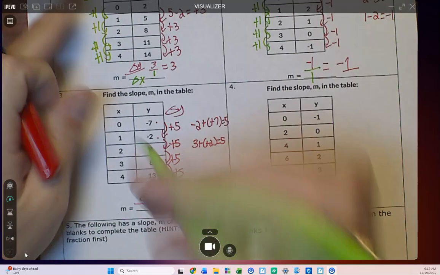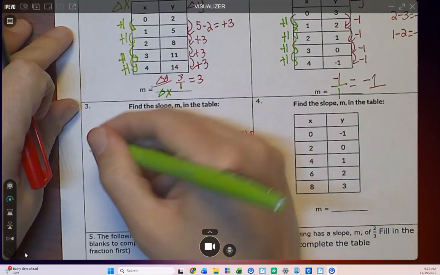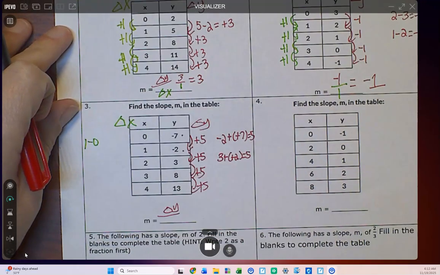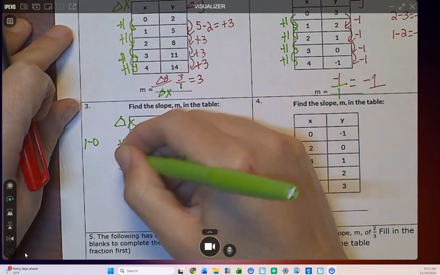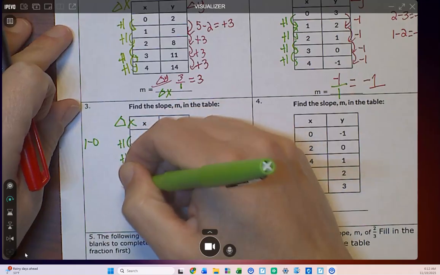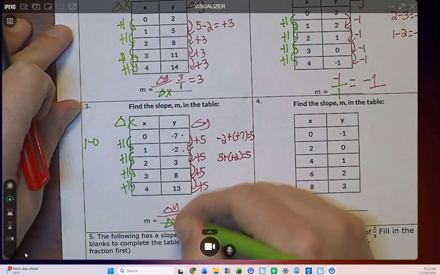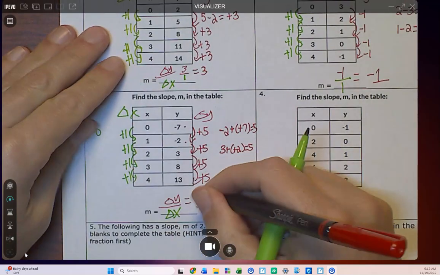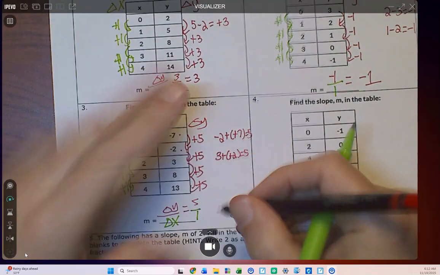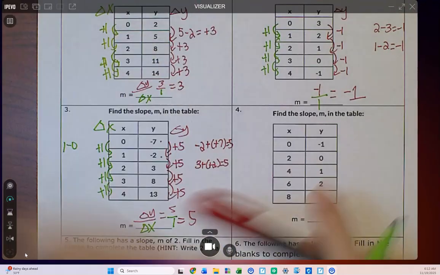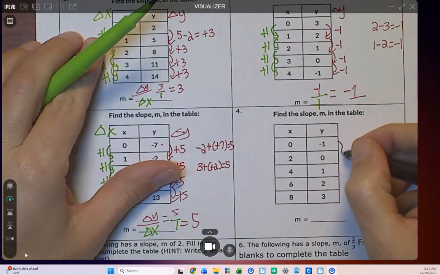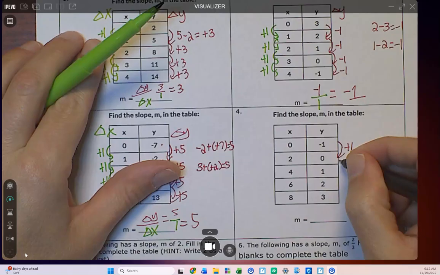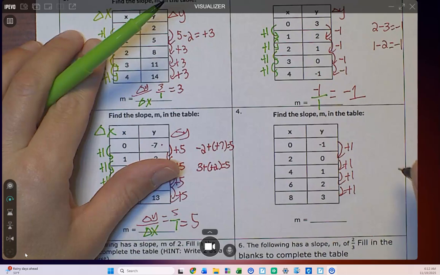Okay, change in x. I could do 1 minus 0 to find out how much 0 went up. Well, it went up 1. 1 plus 1 is 2. Okay, if it was negative 1 outside and it went to 0, it went up 1. So all those are going up by 1.